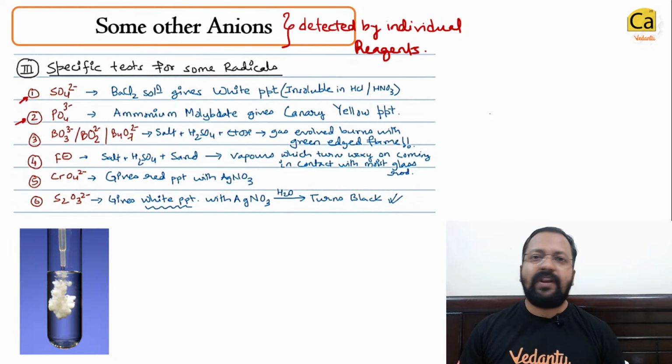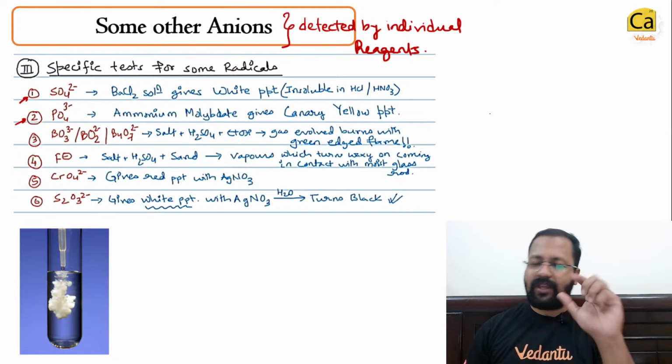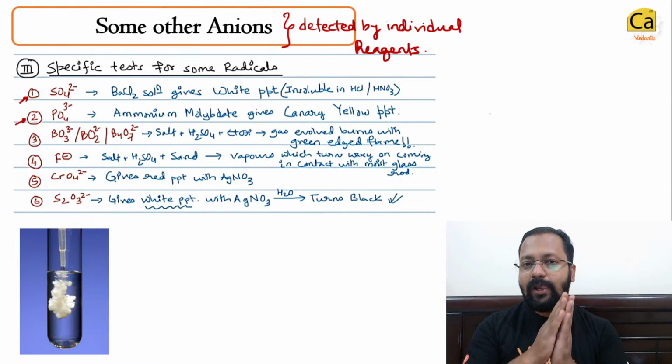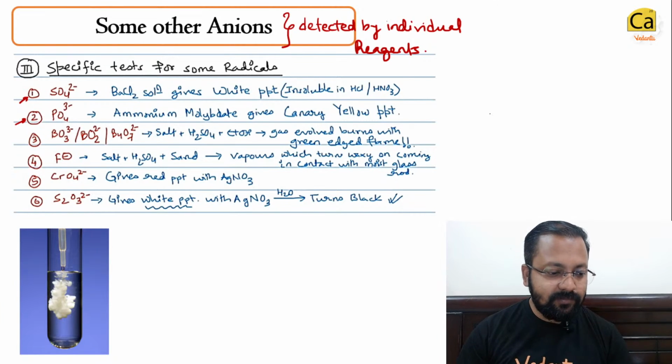So we will first do sulfate. For sulfate, you take the salt solution, add a bit of barium chloride, and you will get a precipitate of barium sulfate, which is insoluble in HCl as well as HNO3.